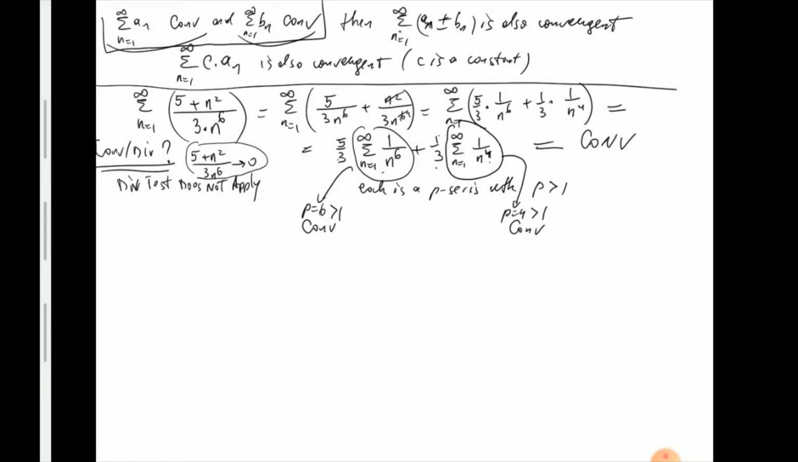So then when I add up, it is also convergent. This is just because of limits. Remember, an infinite sum is a limit. It's the limit of the partial sums. So whatever you learn from properties of limits still applies in this case.